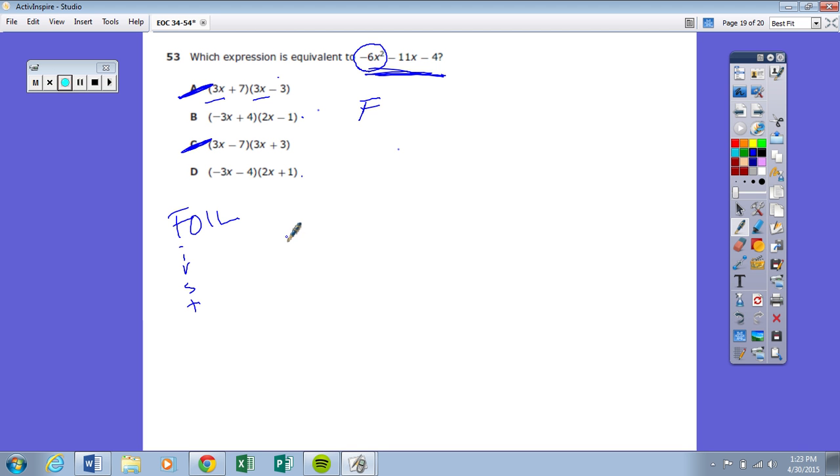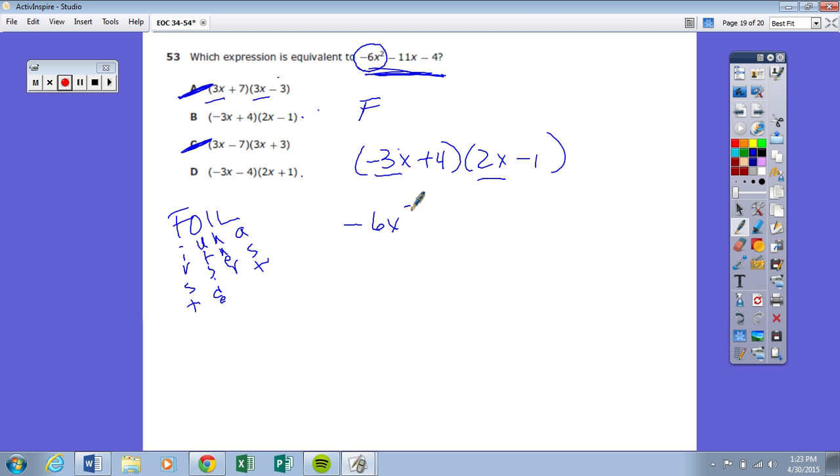So then what you could do is the O and the I stand for the outside and the inside, and the L stands for the last, okay? So what I would do is, let's just say that we try our B, okay? So first times first would be negative 6x squared, which is a match, okay? Now let's do our outer, okay? The outer comes from the two outside terms.